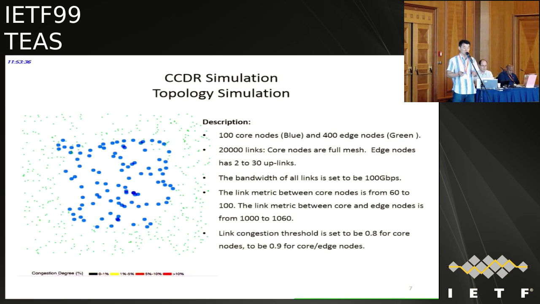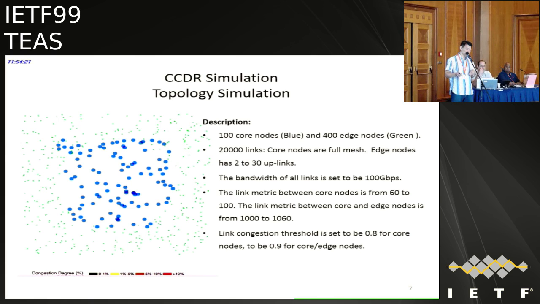And so we did some simulation based on a simulation topology. This topology includes 100 core nodes and 400 edge nodes. All core nodes are full-mesh connected, and each edge node is connected to 2 to 30 core nodes. And the bandwidth of all links is 100 gigabit per second, and the metric between core nodes is from 60 to 100 randomly.